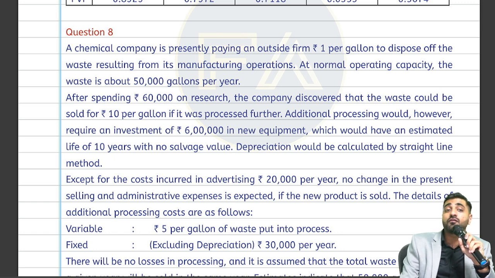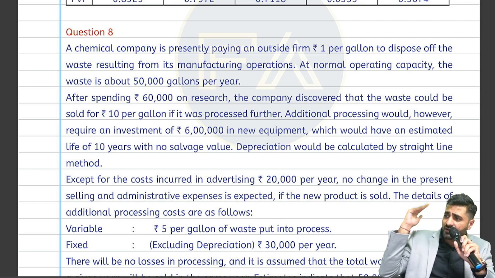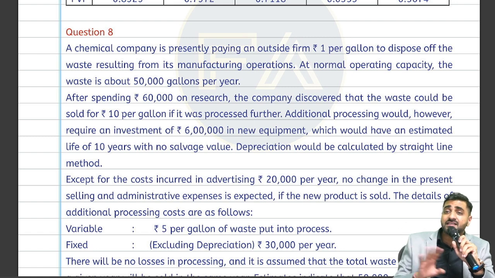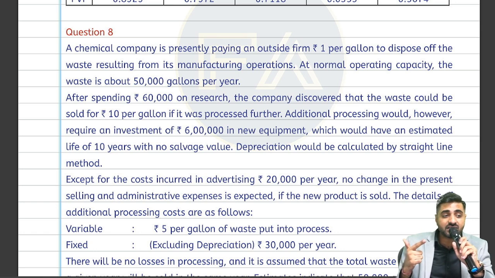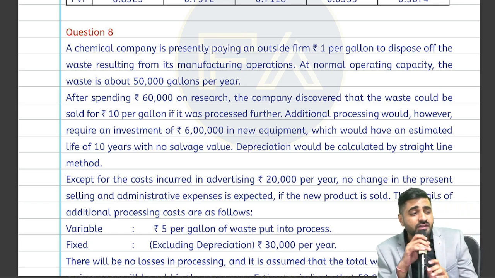After spending 60,000 on research, whenever you pay anything on research, it's already a historical cost. Will it continue further? The answer is no. Will it come in your decision making? No. Any kind of historical cost is already paid. That is not going to impact the decision making. So historical cost, will it come in capital budgeting decisions? It is not going to come in capital budgeting. So 60,000 research expenses has already been done. Will it come in your decision making, or do you have to ignore this?